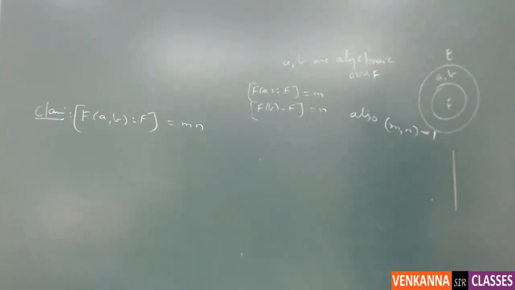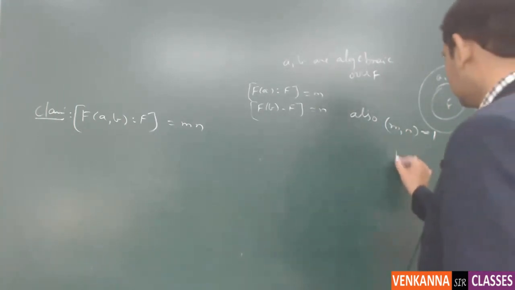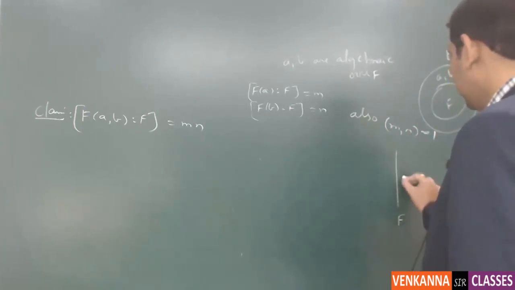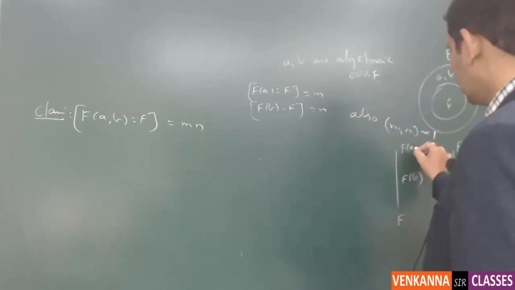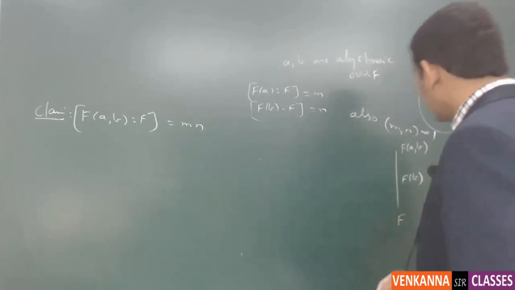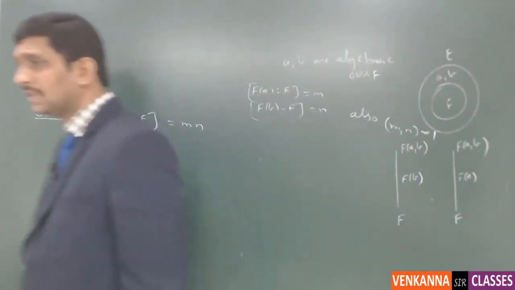So let us take the part like this. The smallest one is F. Say this is F of A. This is F of A comma B. This is one kind of extension line. You can fill in the other way: F, F of B, F of AB. Accepted? The extension line.